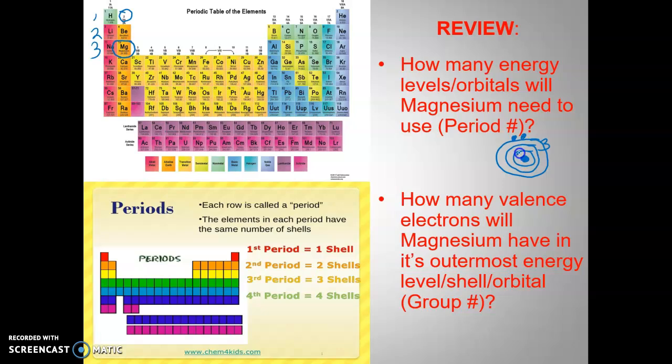I'll teach you that it has 2 in the first, then it's going to have 8 in the second, 1, 2, 3, 4, 5, 6, 7, 8. So we have 2, 8 for a total of 10, 2 more to make 12, and here is where these 2 more are going to be that I just drew out here. And those are its 2 outermost valence electrons.